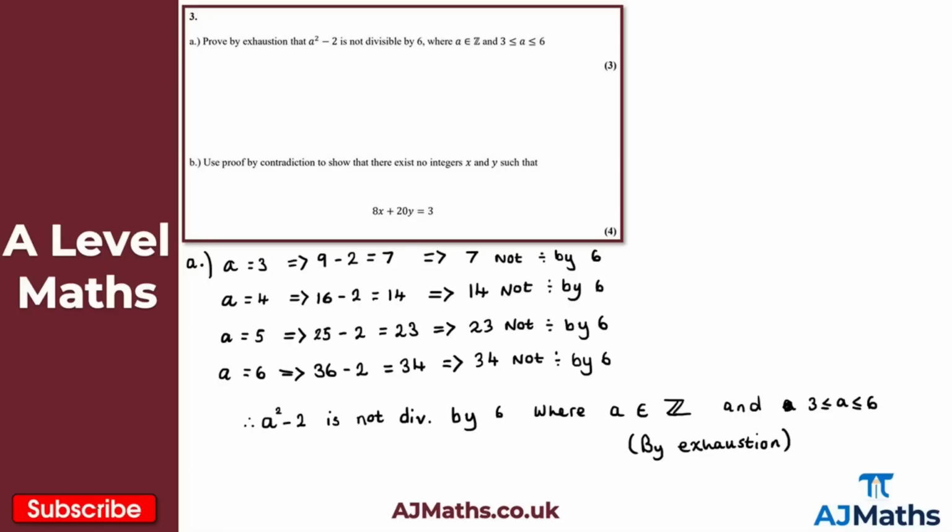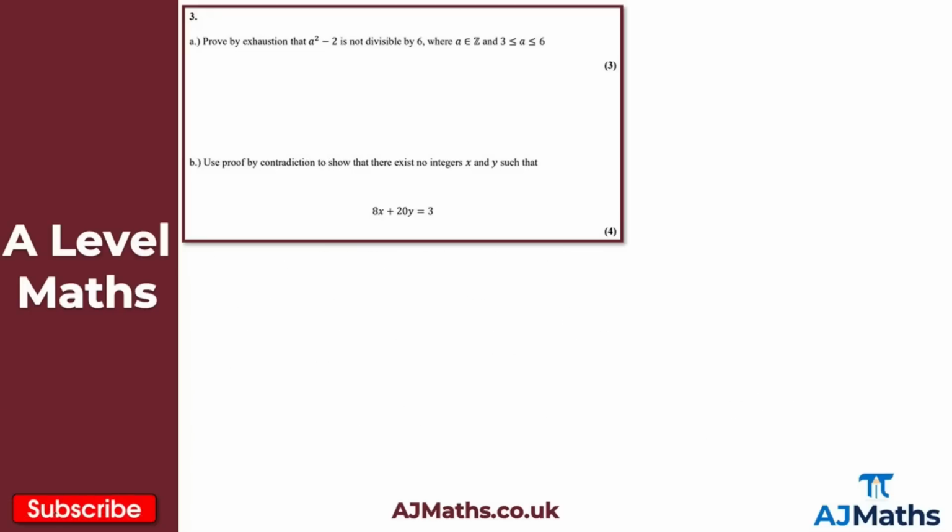Let's just clear the screen here to have a go now at part B. Part B says use proof by contradiction to show that there exist no integers x and y such that 8x plus 20y is equal to 3. So where do we begin here? Well, for a proof by contradiction, we need an assumption to begin with. So for part B, what I am going to do now is assume that there do exist integers x and y.